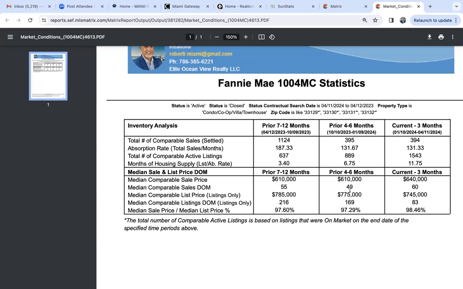However, the sales prices have not reflected that change. We went from 610 to 640 for the median sales price. The active listings, the current listings that are on the market, that price has decreased. 785, 775, 745. Guys, for those of you that are new, one way to sell your property quicker in a buyer's market is to lower your list price.